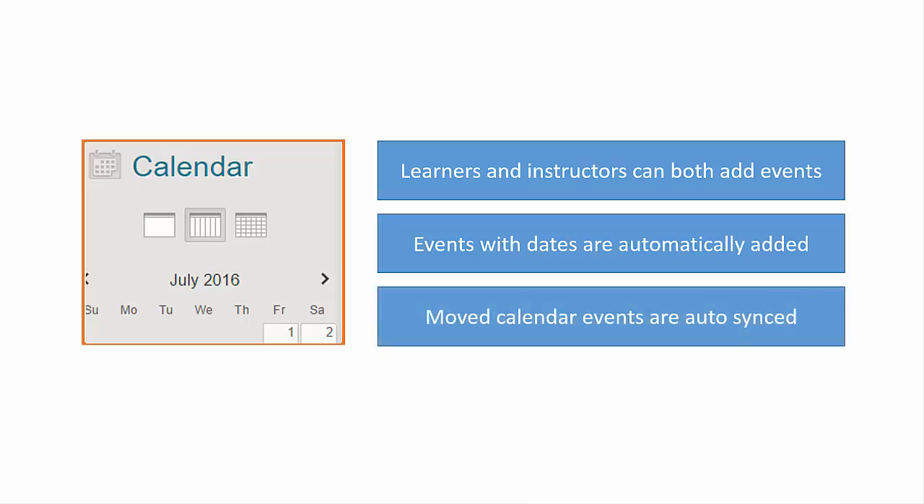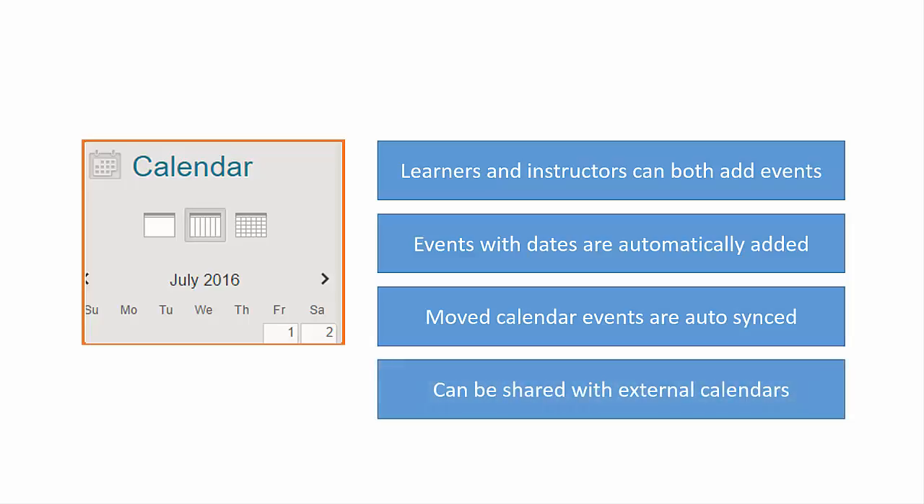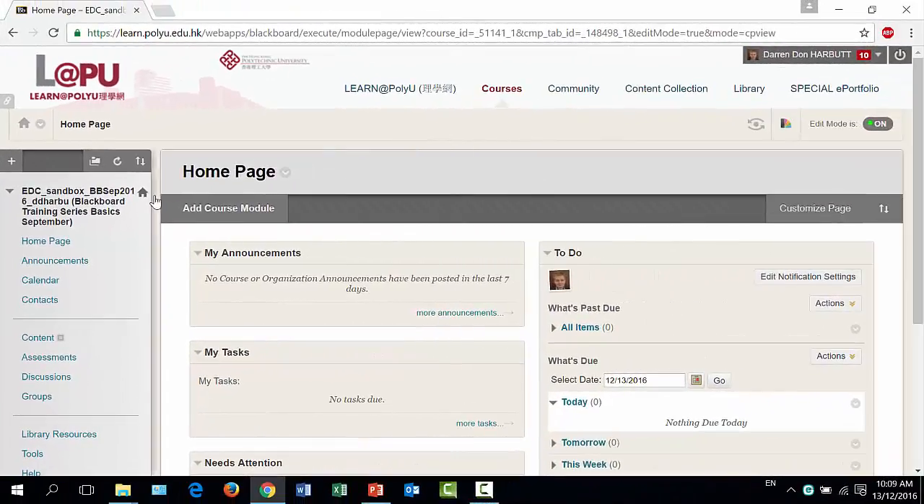If you change the date of the assessment, it will automatically be reflected in the calendar, which syncs the new date. Finally, the information in your Blackboard calendar can be imported into your external calendar via the generated ICS iCal link. Now let me go to my course and calendar.